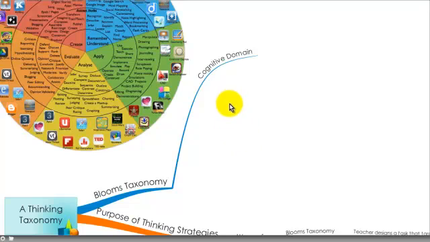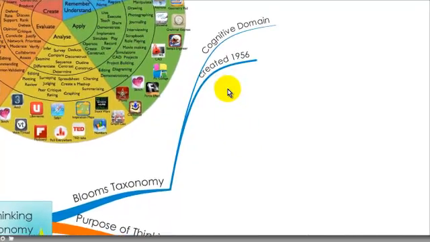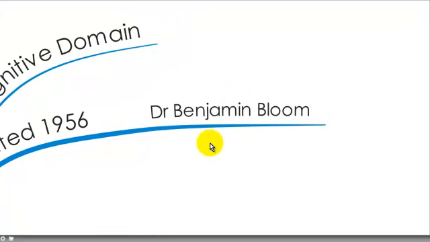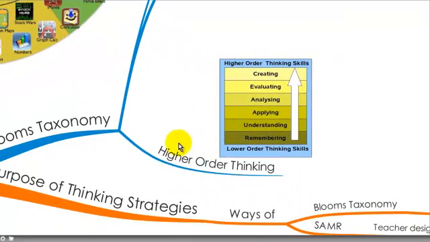So Bloom's taxonomy lies within the cognitive domain. It was created in 1956 by Dr. Benjamin Bloom. And it's about promoting higher order thinking. So moving from low order thinking skills, such as remembering, through to understanding, then applying, analyzing, evaluating, creating. And creating is actually the highest order thinking skill within this taxonomy.